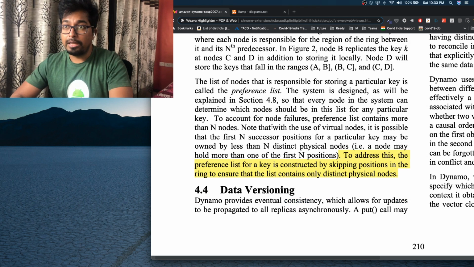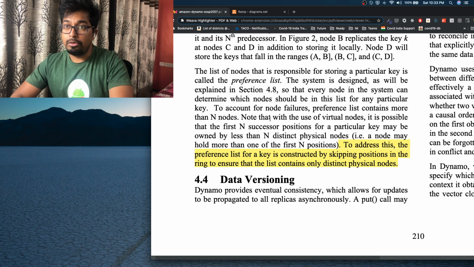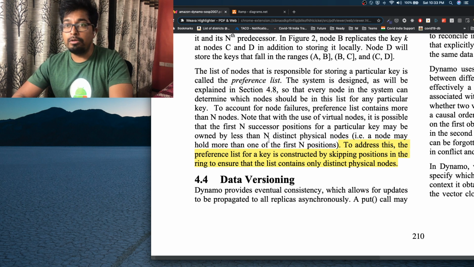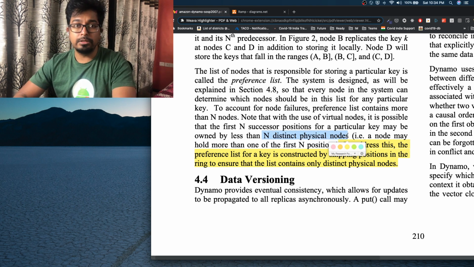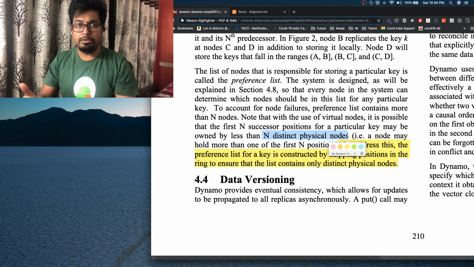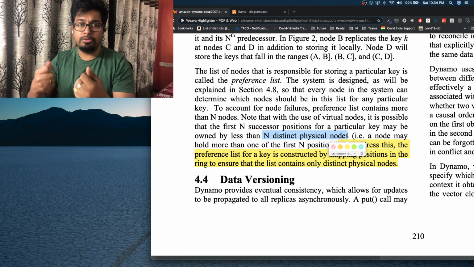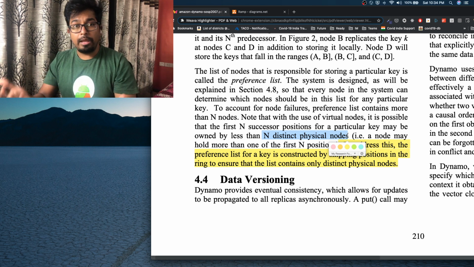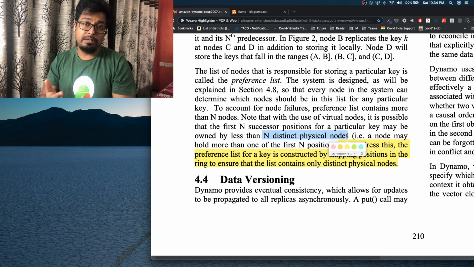These nodes can go down. So to account for node failures, the preference list contains more than n nodes. And of course, note that with the use of virtual nodes, it is possible that the first n successor positions for a particular key may be owned by fewer than n distinct physical nodes. Because of course, these are virtual nodes. So you're walking the ring and it could actually be 2 or 3 machines. Even though your n is maybe 10, it may actually be sitting in 3 machines.